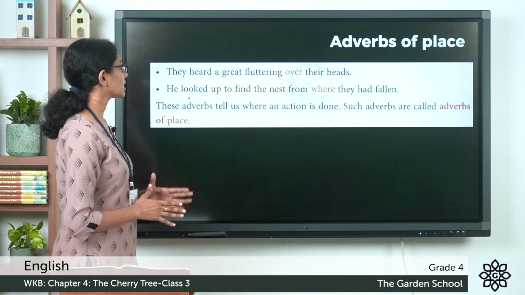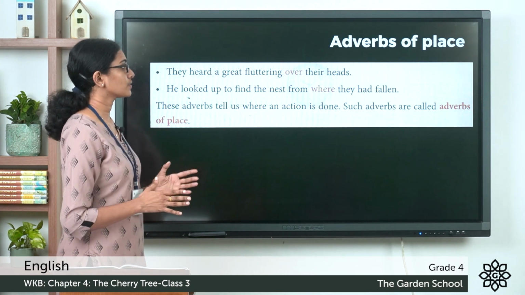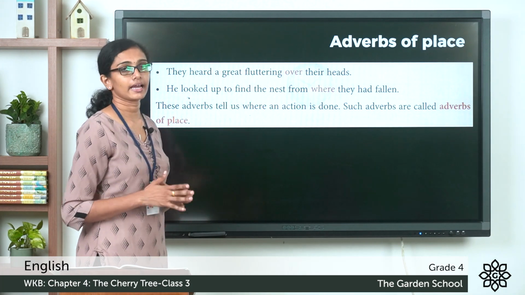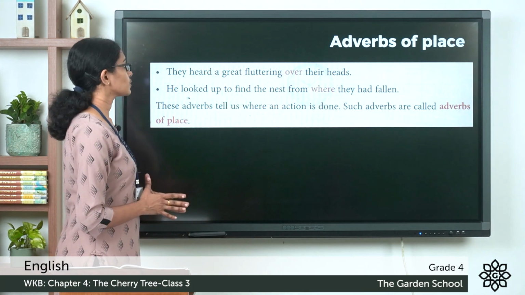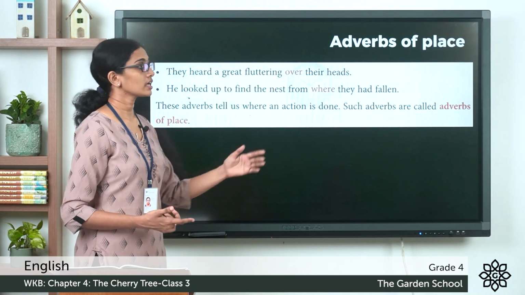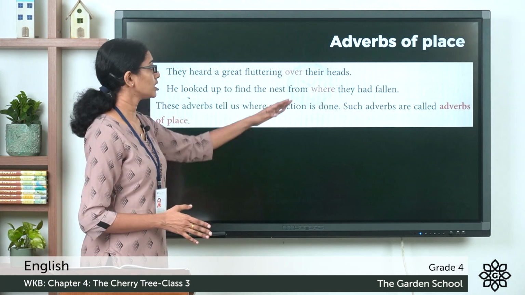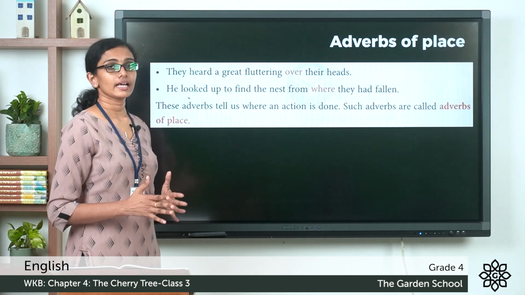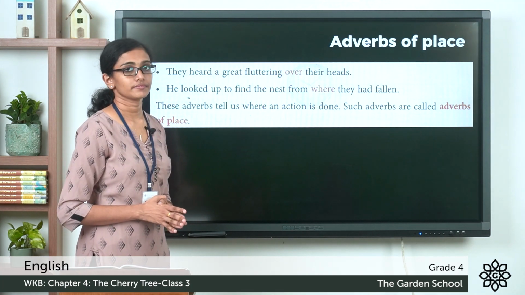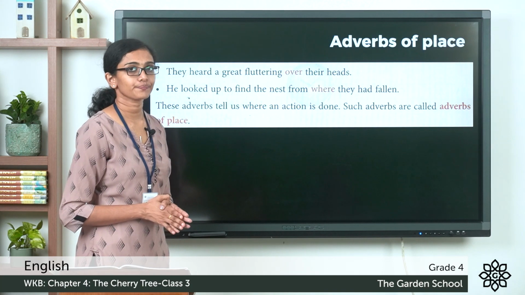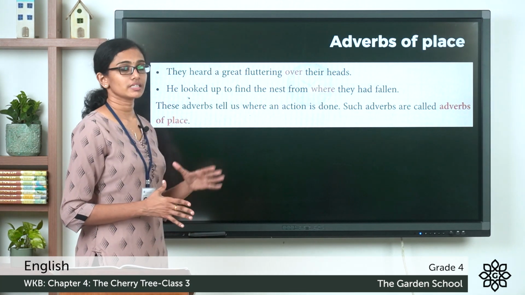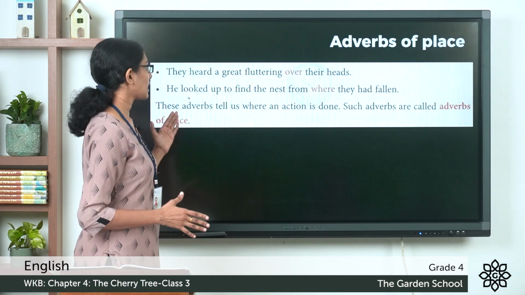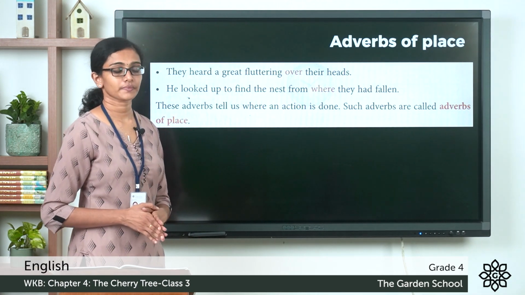Look at the examples. They heard a great fluttering over their heads. Where? Over their heads. He looked up to find the nest from where they had fallen. So the words over and where. These adverbs tell where the action is done, the place of its occurrence. So adverbs such as these, which show where an action is done, are called adverbs of place.